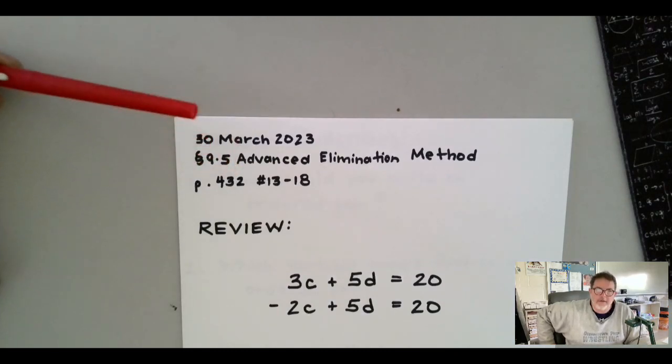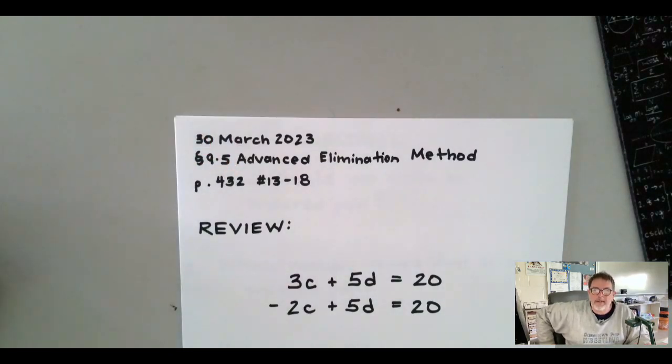Today's the 30th of March, 2023. We are doing 9.5, the advanced elimination method. So we're going to go over some of the stuff from the elimination method, and then I'm going to show you a way that we can use it on some problems maybe we couldn't have last night.